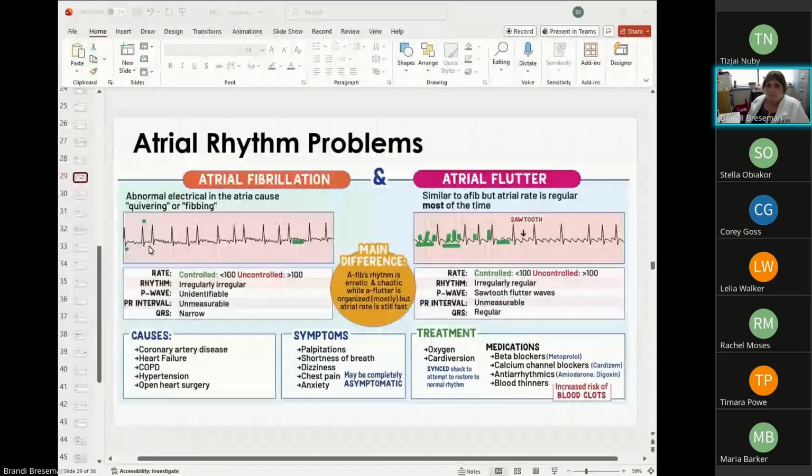Symptoms: palpitations, shortness of breath, dizziness, chest pain. They may have chest pain, anxiety. They may just feel anxious and not know why. They can also be completely asymptomatic. They can come in and we find it by chance.